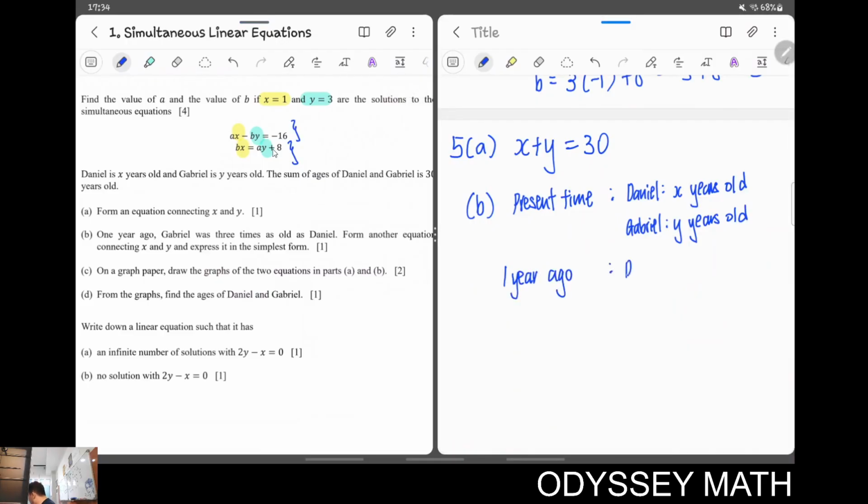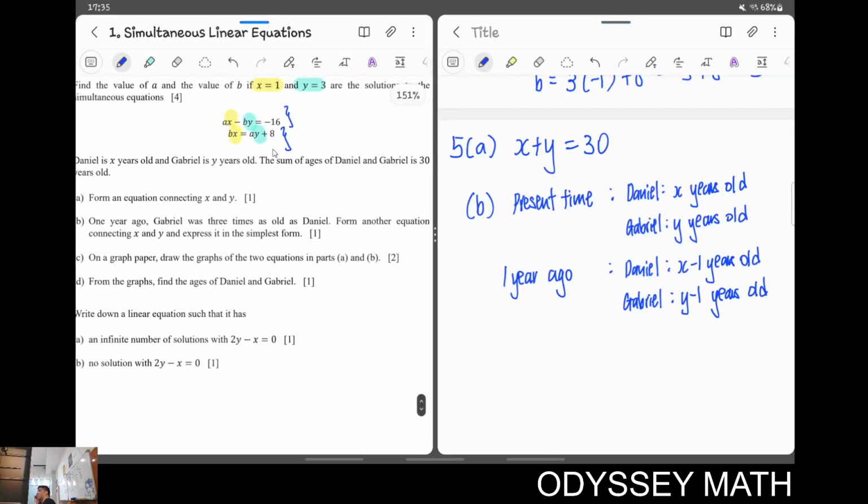So 1 year ago, everyone knows you need to subtract 1 from Daniel's age. So X minus 1 years old. And then Gabriel would be Y minus 1 years old, because it's 1 year ago. So if this year you are 14 years old, last year you will be 13 years old. Now they say that Gabriel was 3 times as old as Daniel.